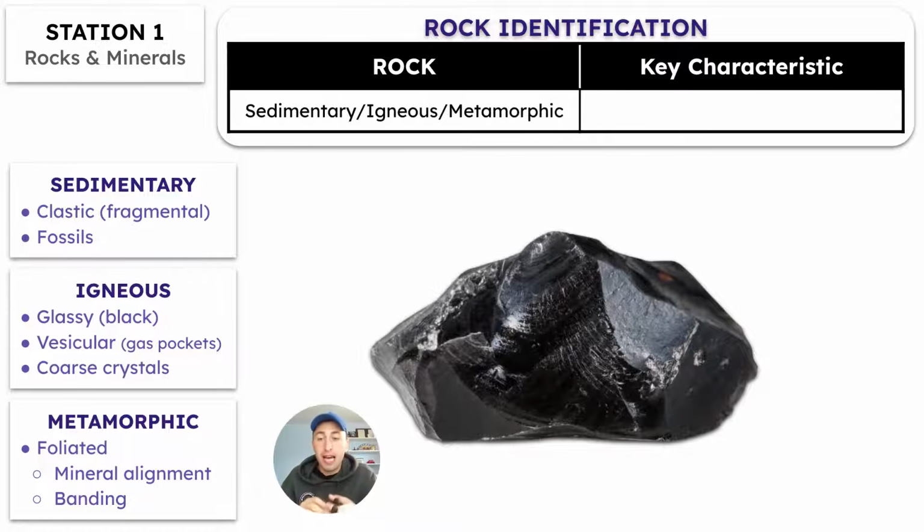Igneous, again, it has that glassy look, because it formed very quickly on Earth's surface, so therefore the crystals didn't have time to form.